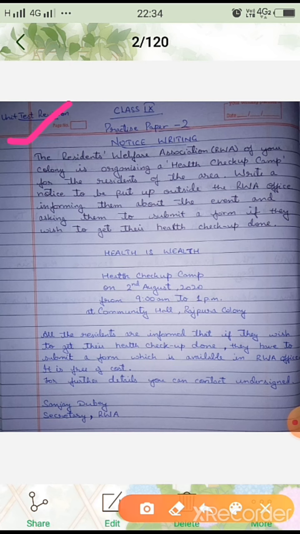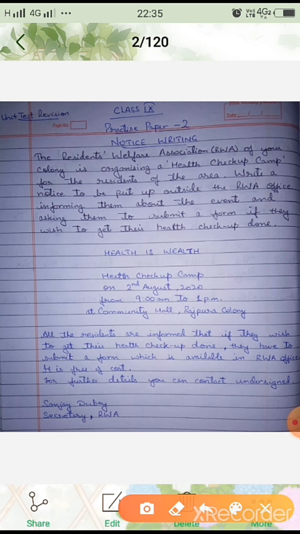So at first, what do we have to write? We have to write an eye-catchy title. Okay, so the eye-catchy title we have given here is Health is Wealth, and after that we have to leave one line, and then we have to give the name of the program or the event or the function that is being organized. So here the event is the health checkup camp, which is already given in the subject. You can see that the health checkup camp is being organized, so you can mention that here.